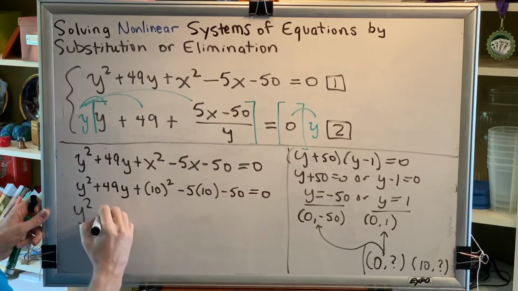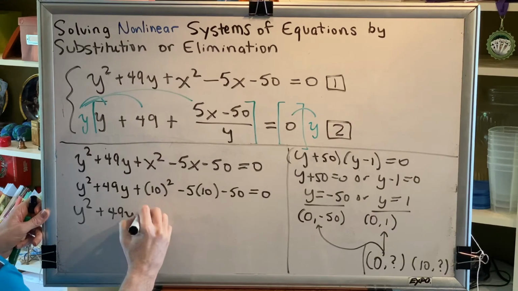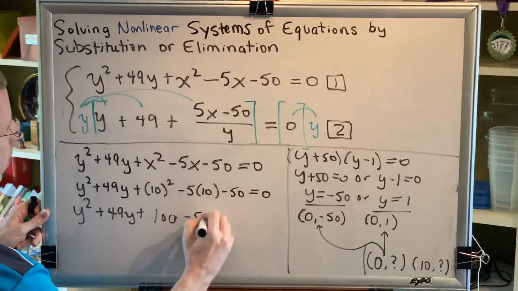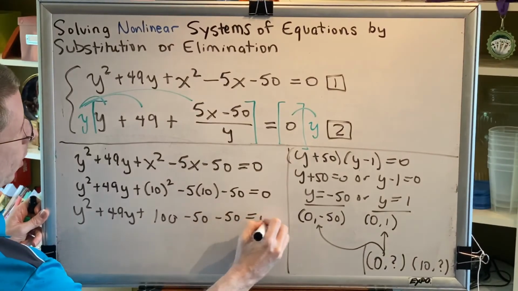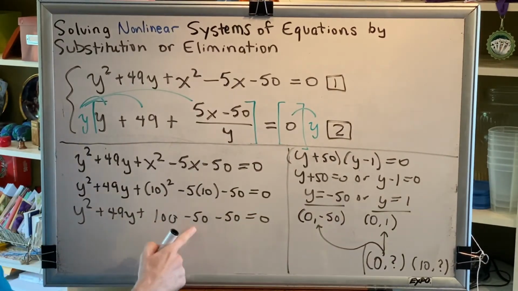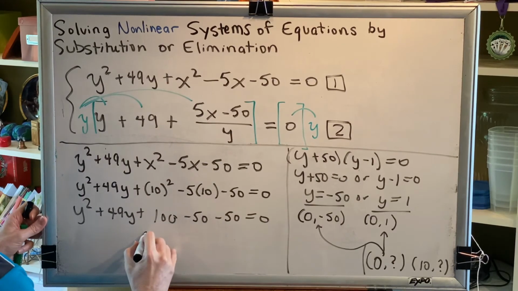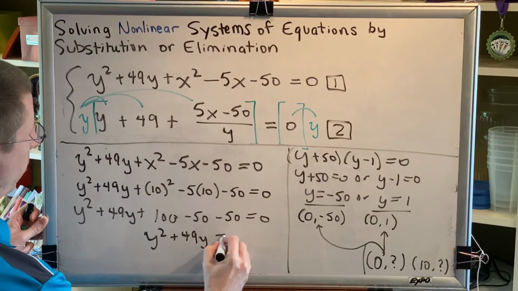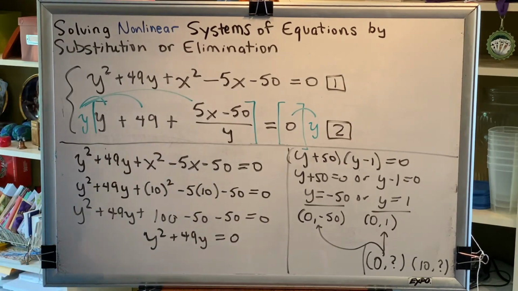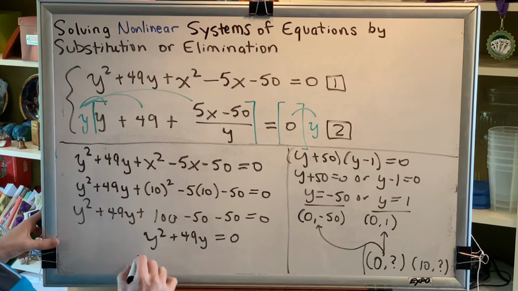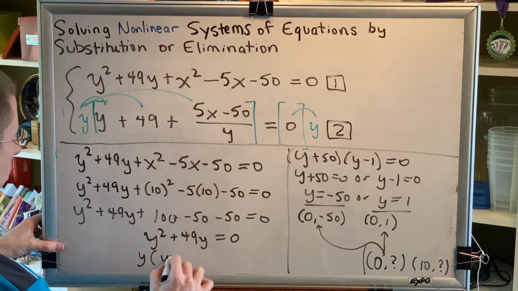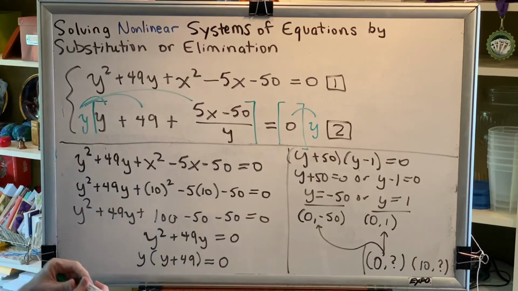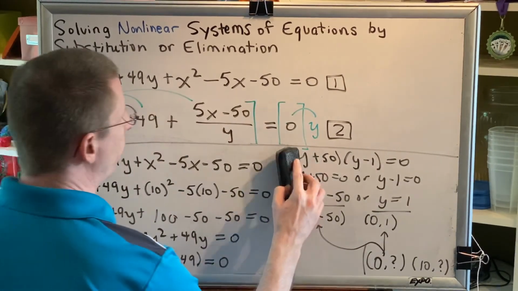Y squared plus 49y. 10 squared is 100. 5 times 10 is 50. And all of these numbers are going to cancel. 100 minus 50 leaves 0. So I get y squared plus 49y equals 0. We will also solve this by factoring, but it'll be easier. The GCF is y, so we get y times y plus 49 equals 0. I will repeat that algebra at the top of the next column.